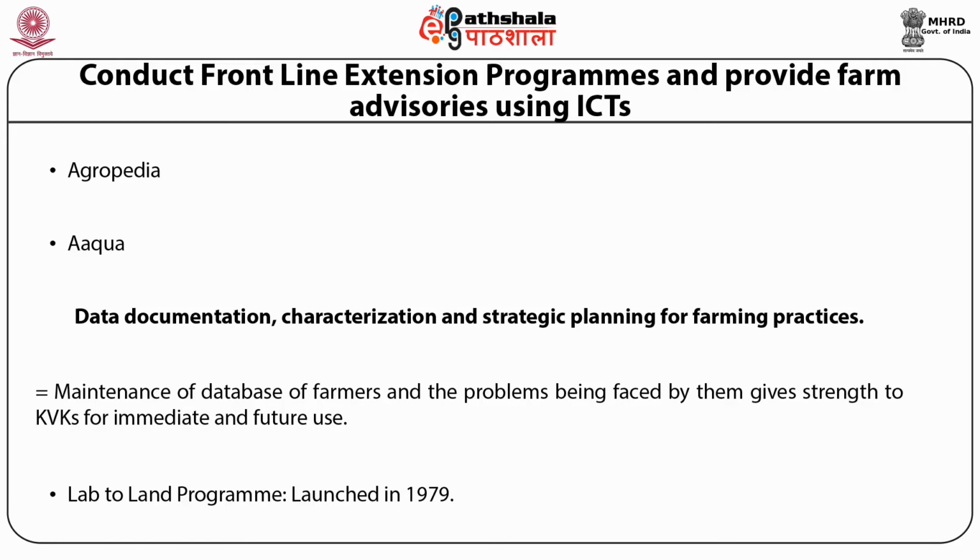The next program under frontline extension was the Lab to Land program, launched in 1979. Initiated as a part of the Golden Jubilee celebrations of the Indian Council of Agricultural Research, the feedback on developmental initiatives so far revealed that small and marginal farmers, landless laborers, and farmers belonging to the scheduled castes and scheduled tribes were not benefited much. Hence, the Lab to Land program was launched with a special emphasis on the weaker sections of society. Technologies were developed and transferred keeping in view the weaker sections of society.